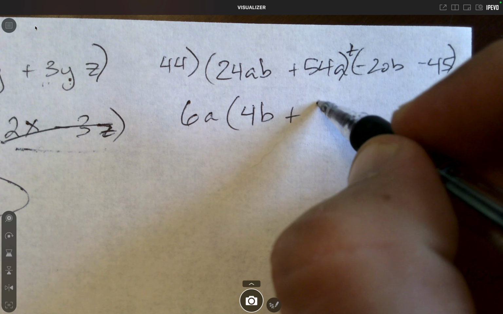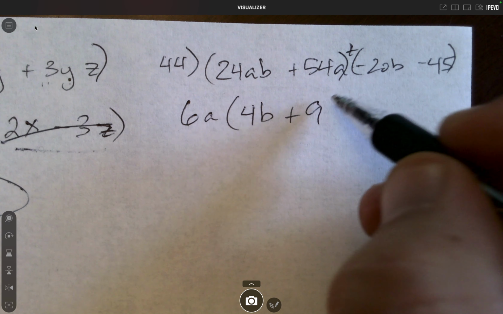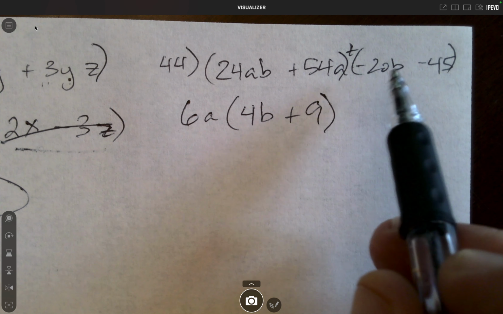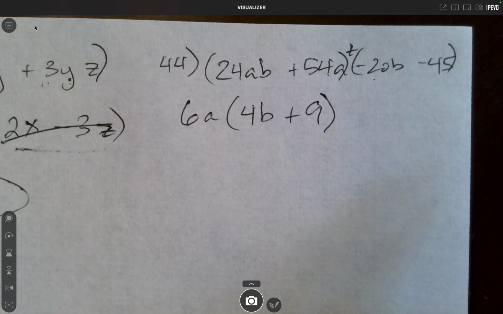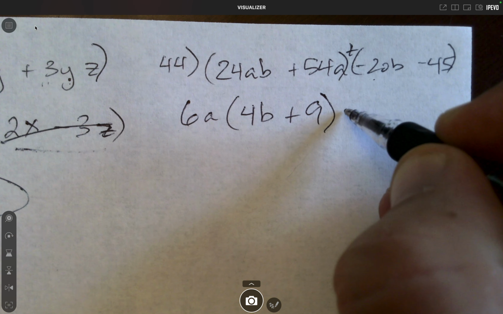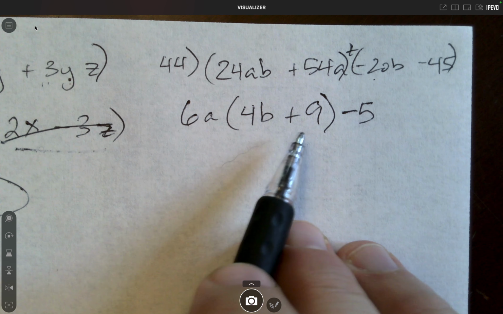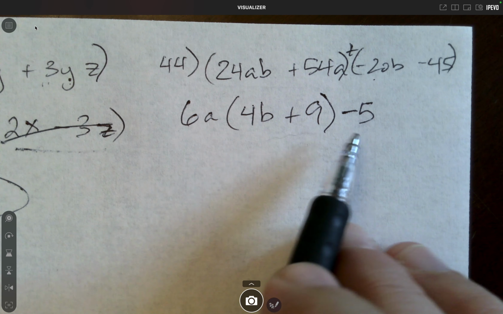54 divided by 6 is 9, and we pulled out a, so it's all done. Now on this one, we still want to look for the big number they both have in common, which is 5, but we're going to pull out a -5, because we don't want these two terms to be negative, we want them to be positive like these two are. So that's why we pull out a -5.